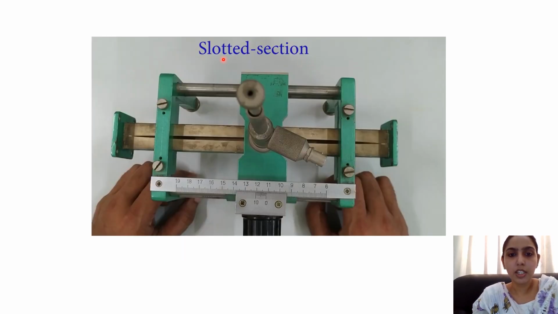Now in some experiments we will come across the slotted section. This is a rectangular waveguide. A slot is made exactly in the center portion of the waveguide. We have already studied what probe coupling in a cavity resonator is. So here also we are doing probe coupling, and a slot is cut exactly at the center point of the waveguide, because we know that for the dominant TE10 mode, the electric field will be maximum in the center. The electric field being maximum in the center, at that point only we are placing the probe coupling.